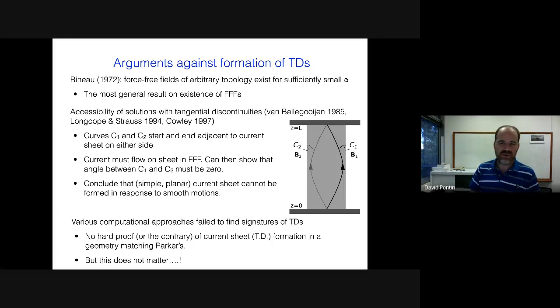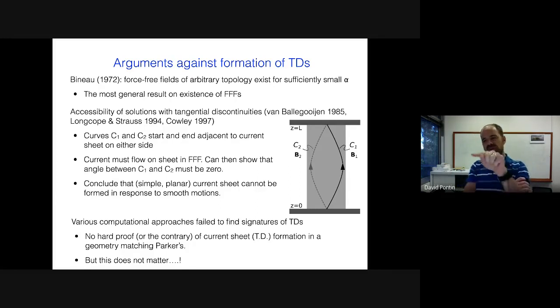So in these various papers by Van Ballegooijen and Longcope and Strauss and Cowley, they give slightly different versions of this argument, which basically says that those non-smooth fields, we can't get to them if we only apply smooth boundary motions to an initially smooth field. And as a very rough sketch of how that proof works, they take a configuration like in the picture here, where the gray bar in the middle is supposed to indicate some hypothetical current sheet. This is a proof by contradiction.